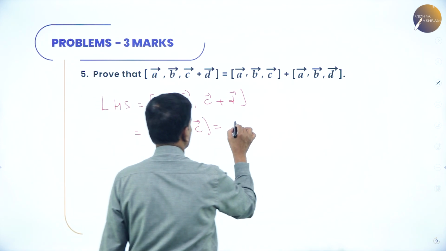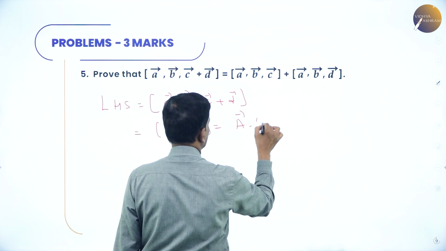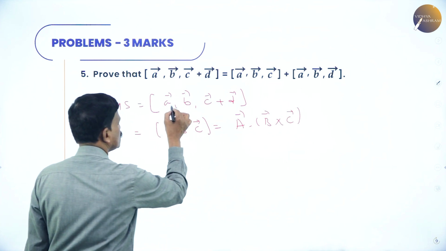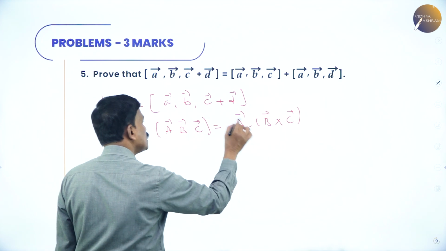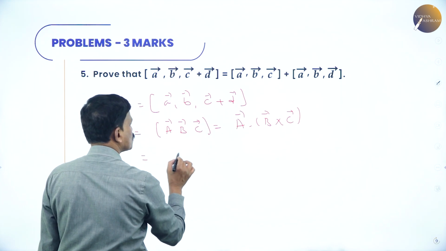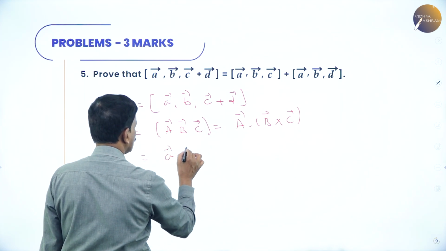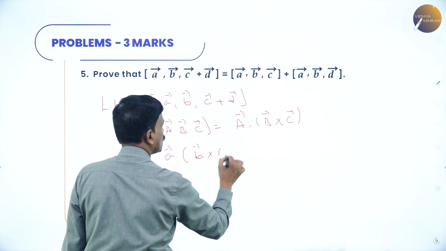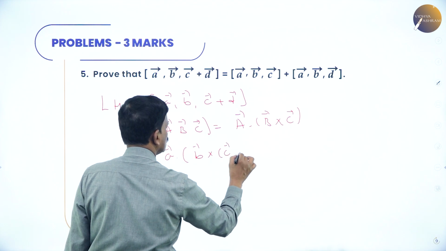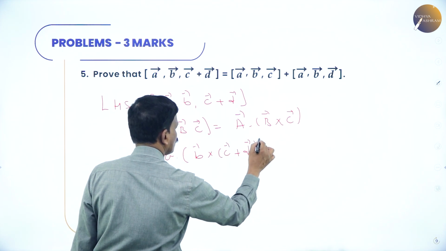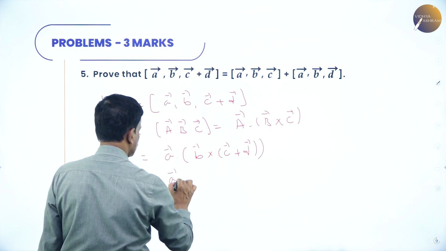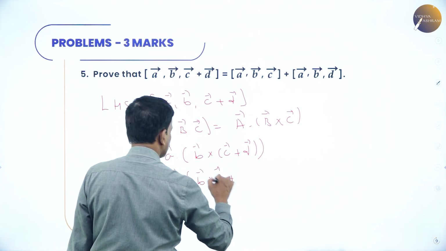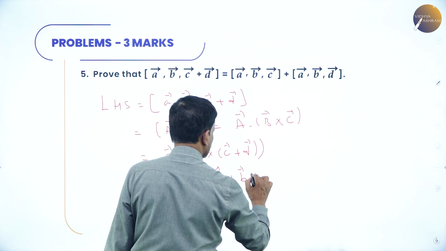What is the box product of capital A, B, C here? A dot B cross C. What is A? A is vector A, B is vector B, and C is nothing but the C plus D vector. So A dot B cross C, where C is equal to C plus D vector. So this is A dot as it is multiplied, B cross C plus B cross D vector.